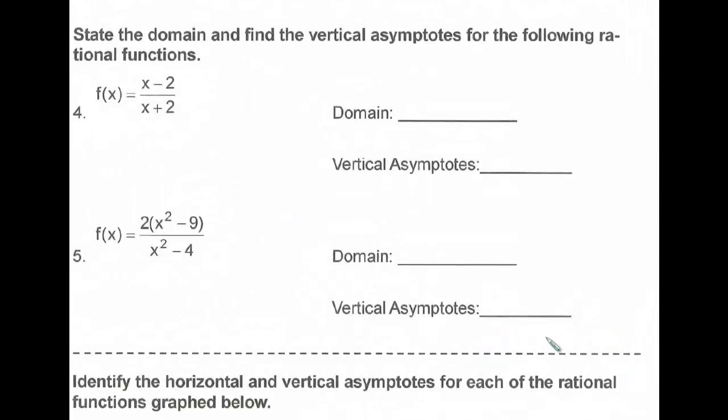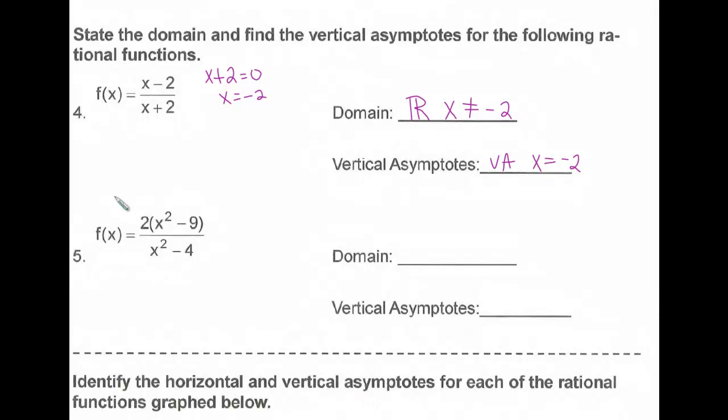Now let's state the domain and find the vertical asymptotes for the following rational functions. To do this, set the denominators equal to 0 and solve for x. The vertical asymptote is at x equals negative 2. So the domain is all real numbers except where x is equal to negative 2. So x is not equal to negative 2.